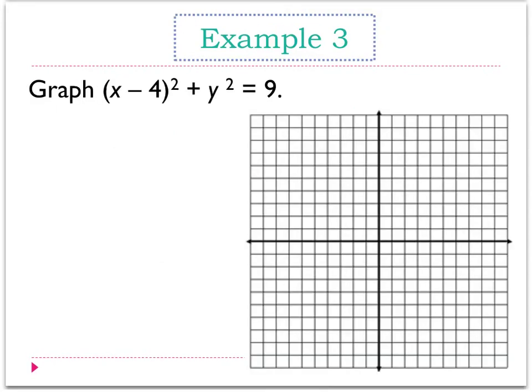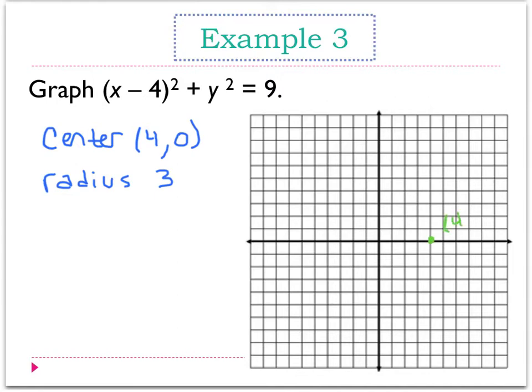So now we're going to be taking the equation of a circle and graphing it. From the equation I can get that the center will be at 4. Now there's nothing next to the y here, which means that must be 0. So the y coordinate of the center is 0. Now if r squared is 9, that must mean that my radius is 3.